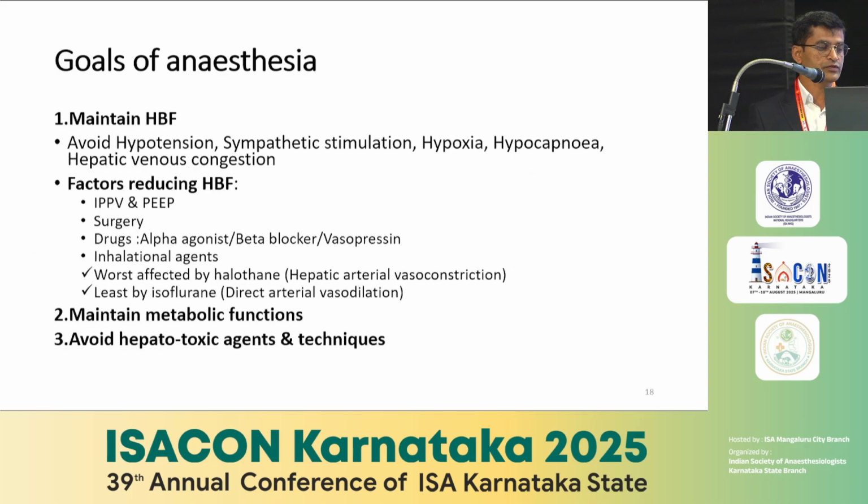The goals of anesthesia for such patients are to maintain hepatic blood flow, avoid sympathetic stimulation, hypotension, hypoxia, hypocapnia, and hepatic venous congestion. Factors reducing the hepatic blood flow are controlled ventilation, surgery itself, drugs like alpha agonists, beta blockers, and vasopressin. Inhalational agents, we should be very careful because, as we are all aware, halothane decreases the hepatic blood flow. Maintain metabolic functions and avoid hepatotoxic agents.